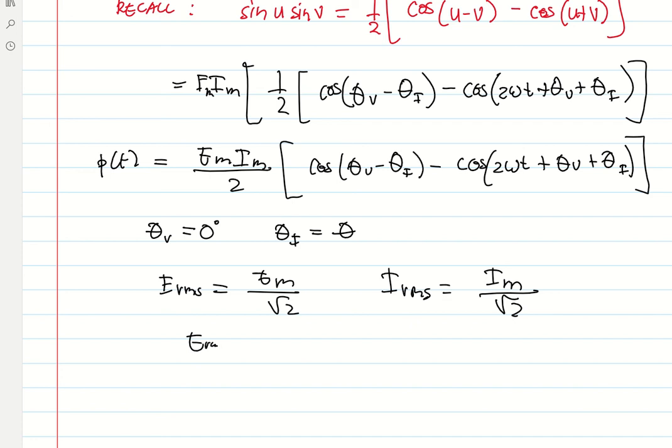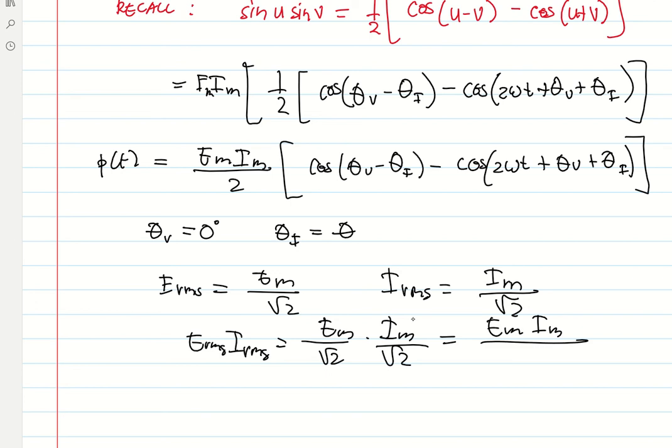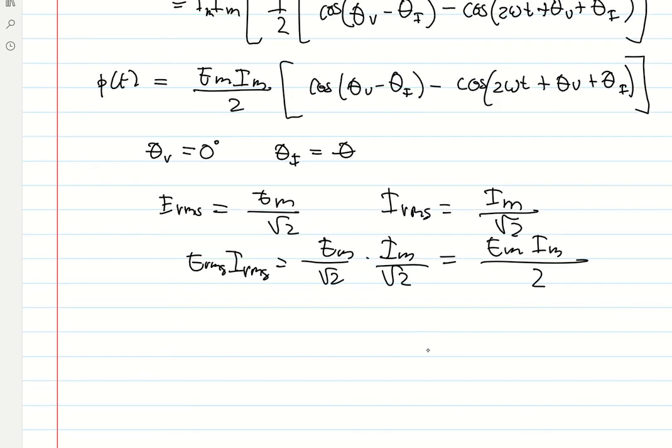Square root of 2 times square root of 2. So ERMS times IRMS will be Em times Im all over square root of 2 times square root of 2, and that is just equal to 2. So it's the same as our term here. So we can rewrite our power now to be just equal to that one. It's the product of the RMS values, ERMS times IRMS, or we can just write E and I for convenience, so that you know that these values are in RMS values.